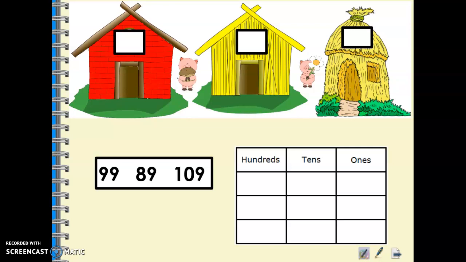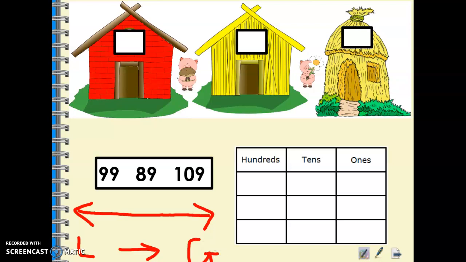Hi guys, let's continue with ordering our numbers. Remember, we order our numbers using different ways. We can use our place value chart, or we can use the number line to help us. Remember, the number line goes from least to greatest.